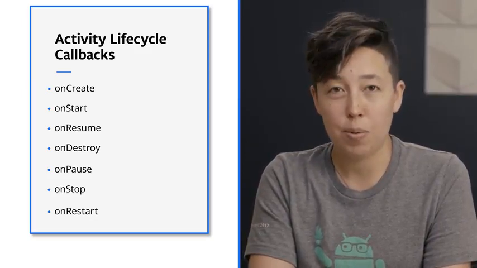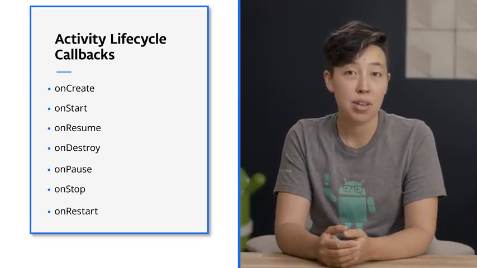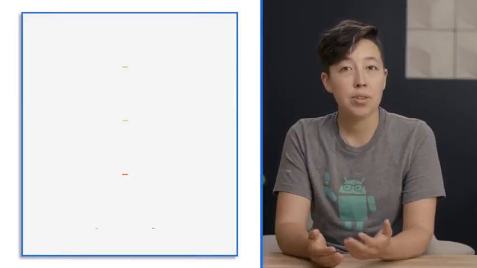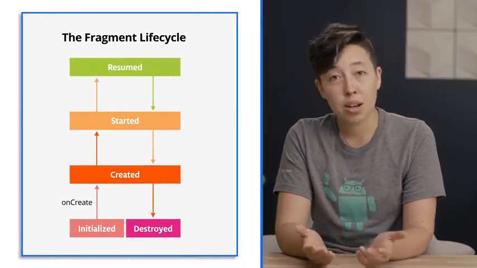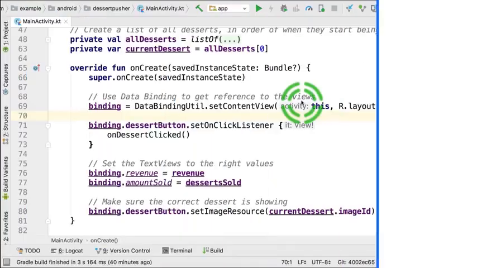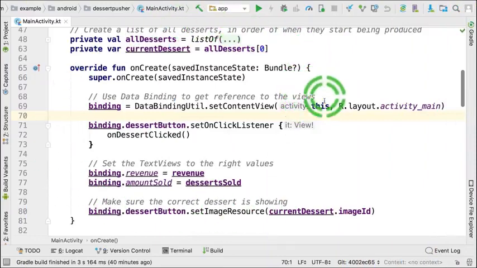Let's look at a concrete example. One of these callbacks may jump out at you: onCreate. That's because you use this callback. onCreate is called once the activity is created, but not yet visible, and it's where you should do any one-time initializations. So here is what an onCreate method actually looks like.